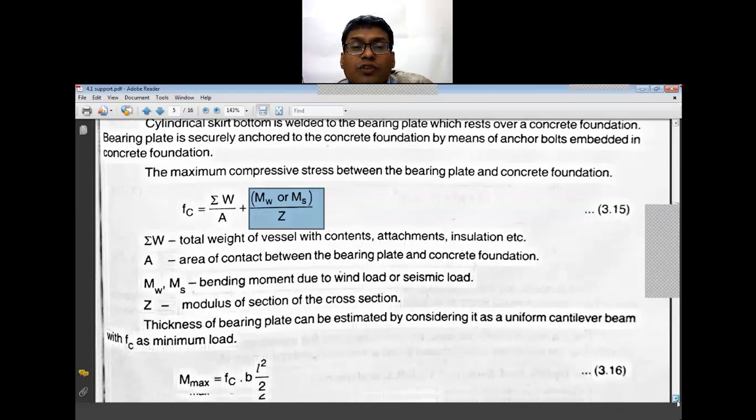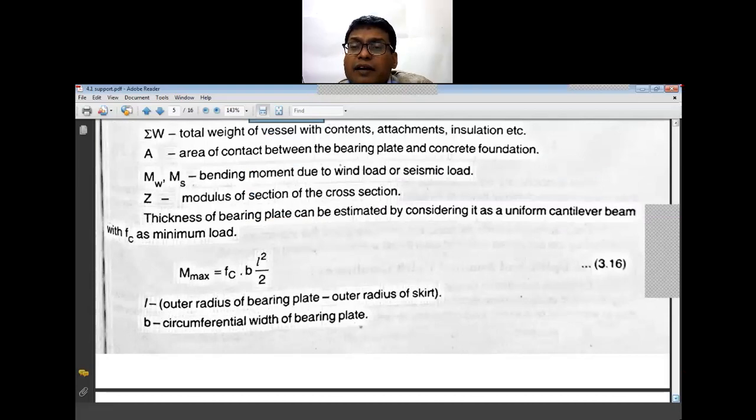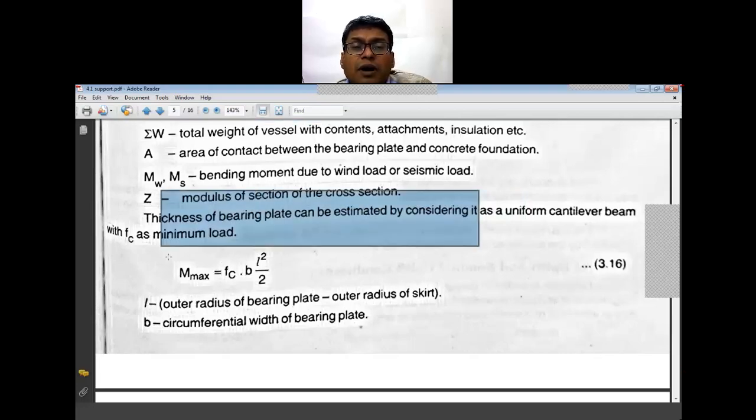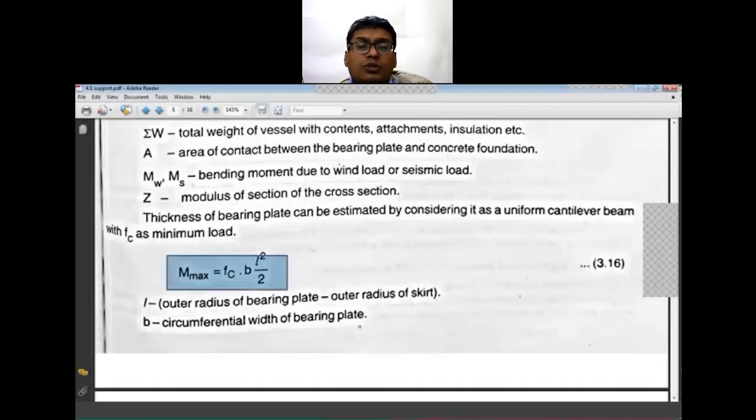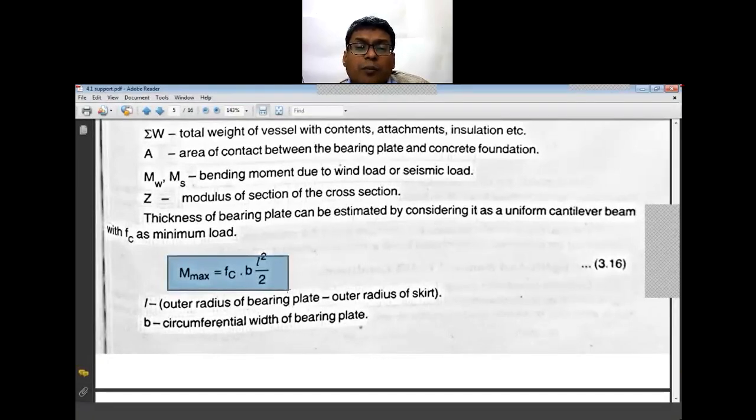So the thickness of the bearing plate can be estimated by considering a uniform cantilever beam with the Fc as the minimum load. The maximum bending moment is to be calculated using this formula: M maximum equals Fc into B into L square upon 2, where L is the outer radius of the bearing plate minus the outer radius of the skirt, and B is the circumferential width of the bearing plate.